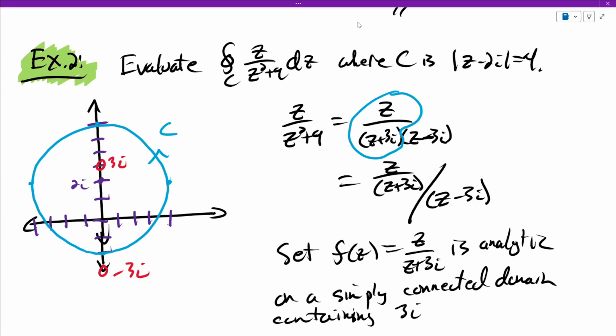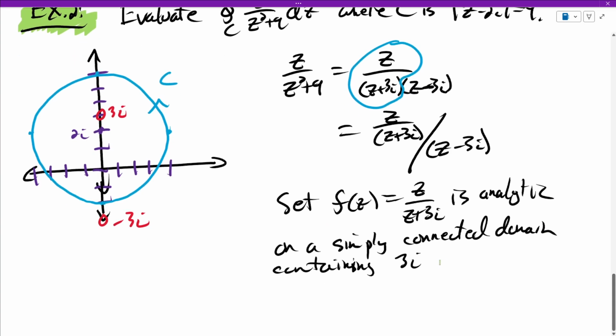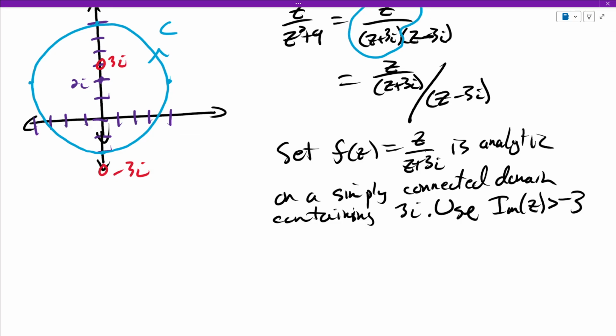Okay, and what is that simply connected domain? Well, you could use a bunch of things. Z over z plus 3i only has an issue when you plug in negative 3i, so you could use the domain imaginary part of z bigger than negative 3. So that would be the upper half plane with a cutoff at negative 3. All right, so the function f has no problems on and near C and also interior to C. The z minus 3i does though. So we are in a situation where we can apply the Cauchy integral formula.